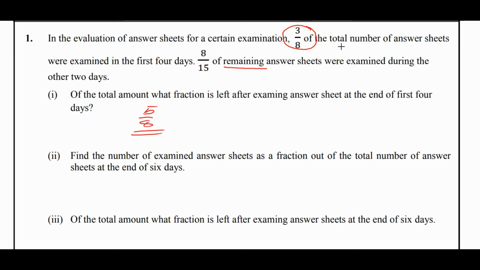Question number 2. Find the number of examined answer sheets as a fraction of the total number of answer sheets at the end of 6 days. Let's go to the question details again. It says 3 out of 8 of the total number of answer sheets were examined in the first 4 days. That means here we have 4 days. Remaining answer sheets were examined during the other 2 days. That means here we have 2 days. 4 plus 2, we have 6 days.